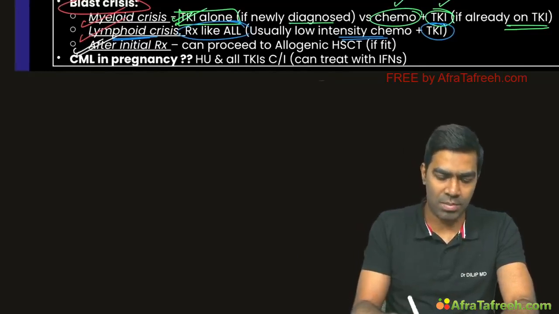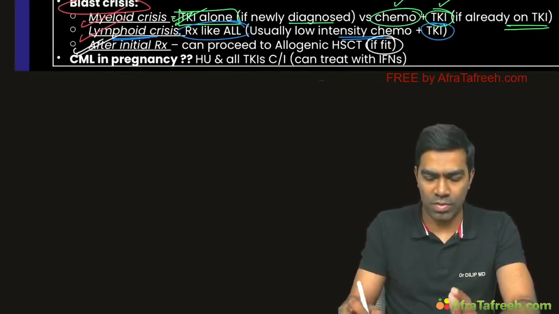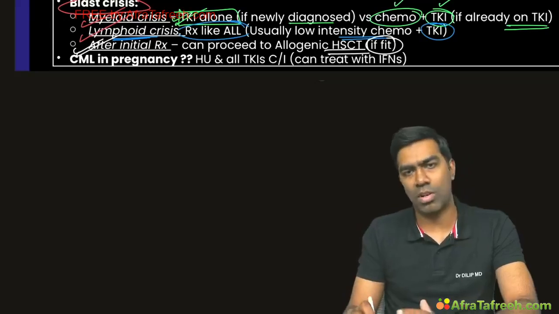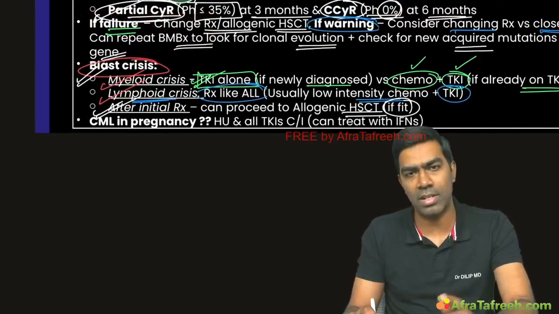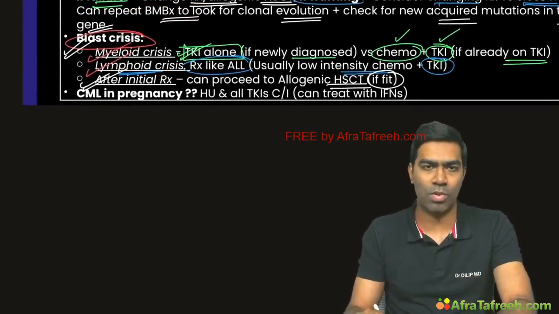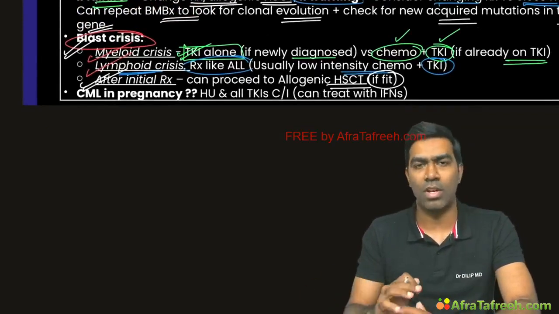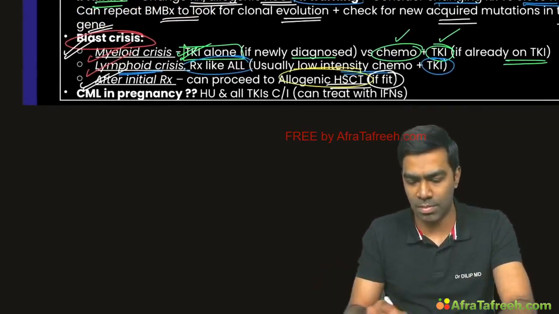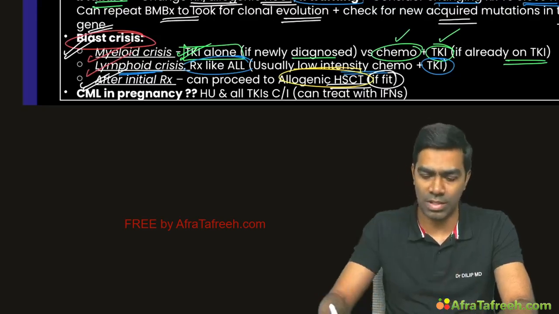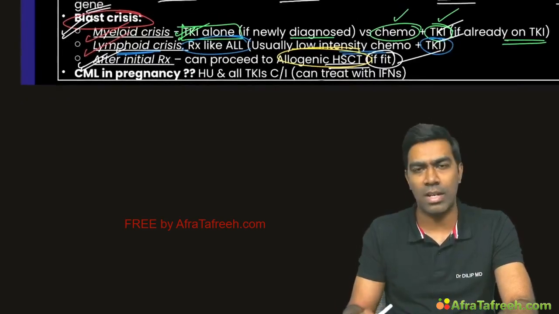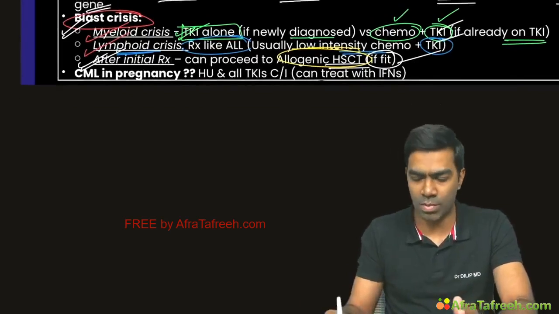After initial therapy, if the patient is fit for stem cell transplantation, almost all the patients should be taken up for allogenic hematopoietic stem cell transplantation, because the moment a patient develops blast crisis, that itself is an indicator of very poor prognosis. So in any high risk patient or patient with poor prognosis, the best hematological treatment that you can give is allogenic hematopoietic stem cell transplantation. That's why after this initial therapy, it's better to consider allogenic hematopoietic stem cell transplantation, provided the patient is fit for the procedure.